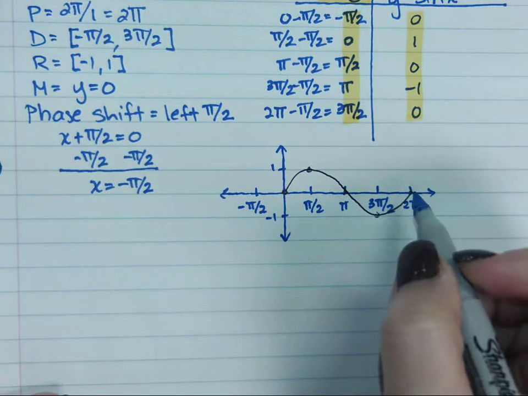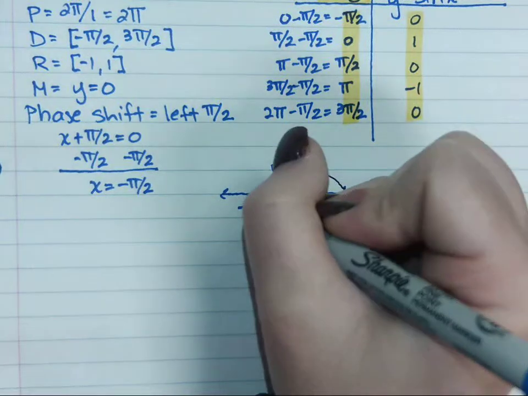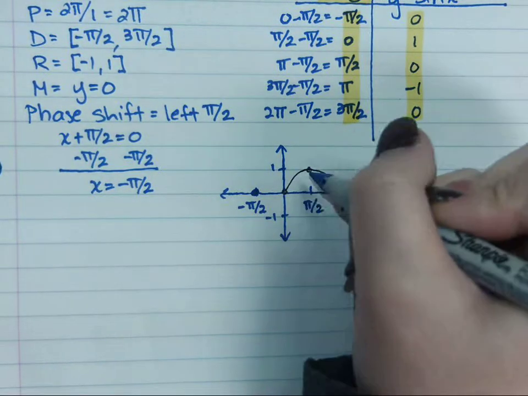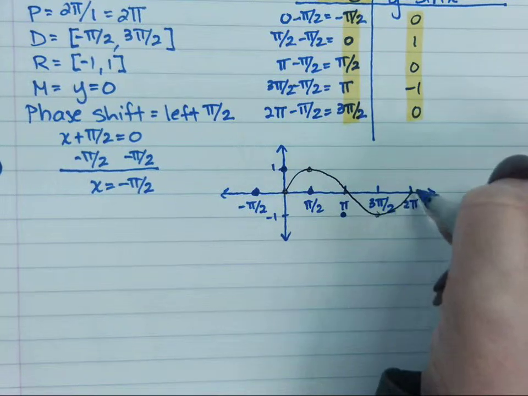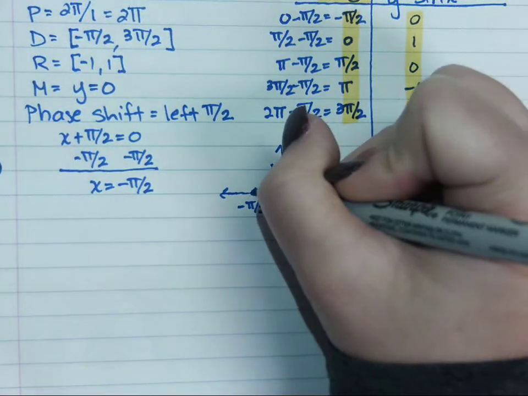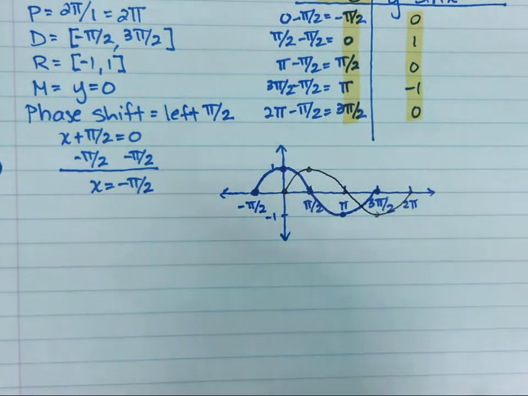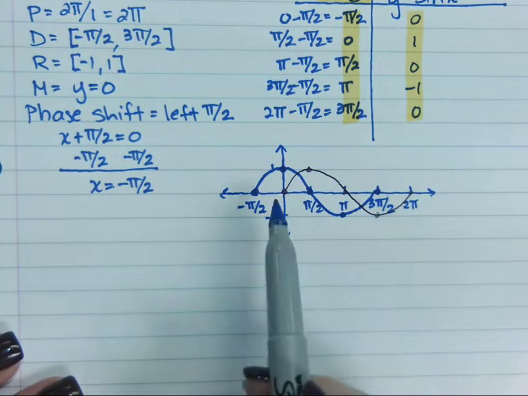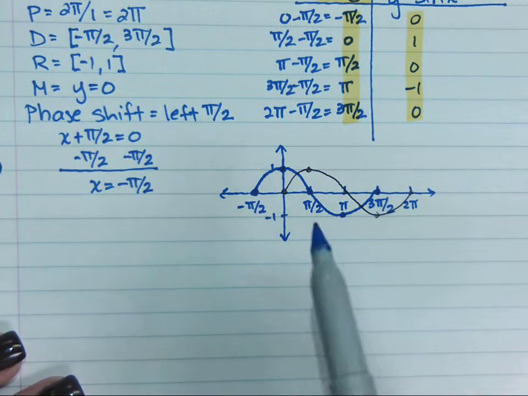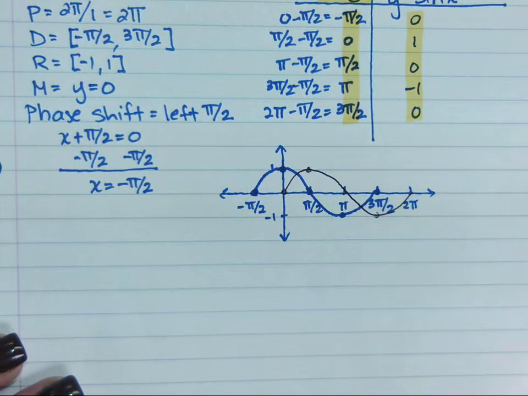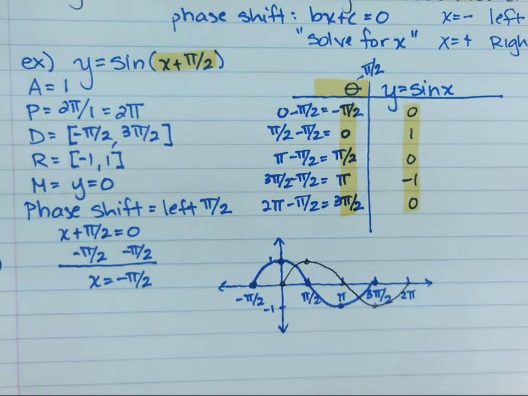Now if I'm shifting all of my x values to the left by pi over 2, this coordinate has moved here. All these coordinates have now moved to the left by an increment of pi over 2 and then been redrawn. So I haven't changed my stretch. The length of my interval is still the same. It's just that everything has been moved to the left by pi over 2 increments. And that's what the phase shift does.